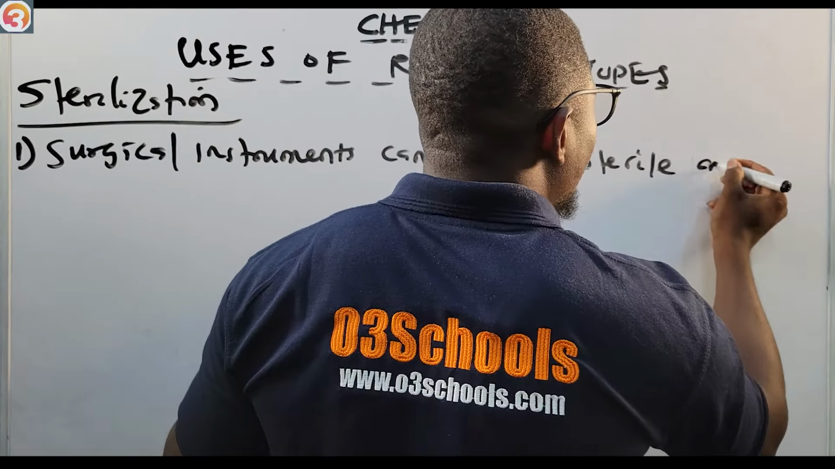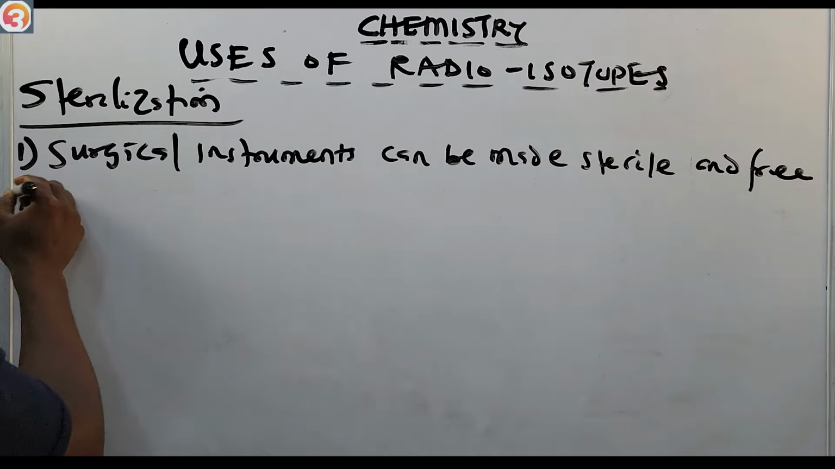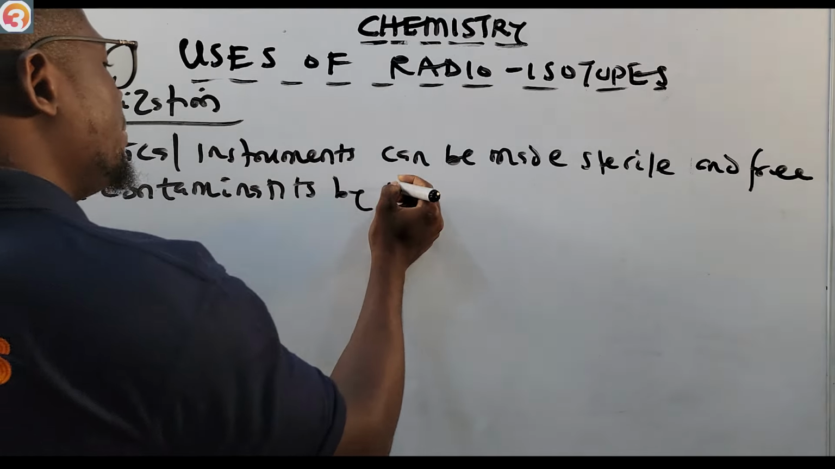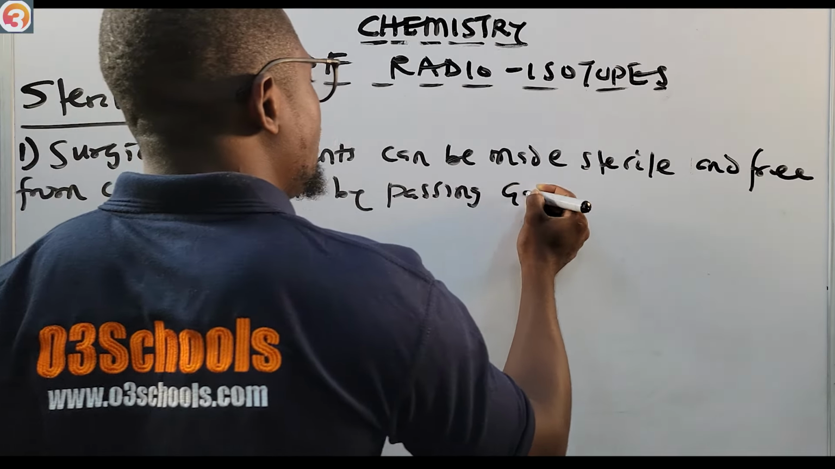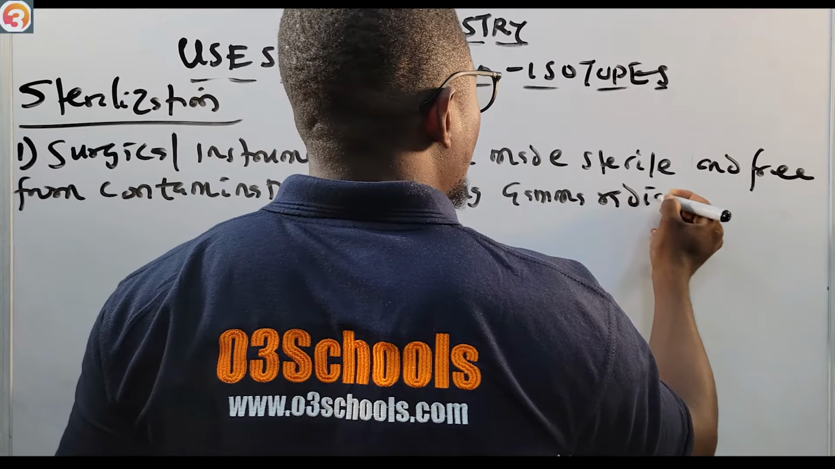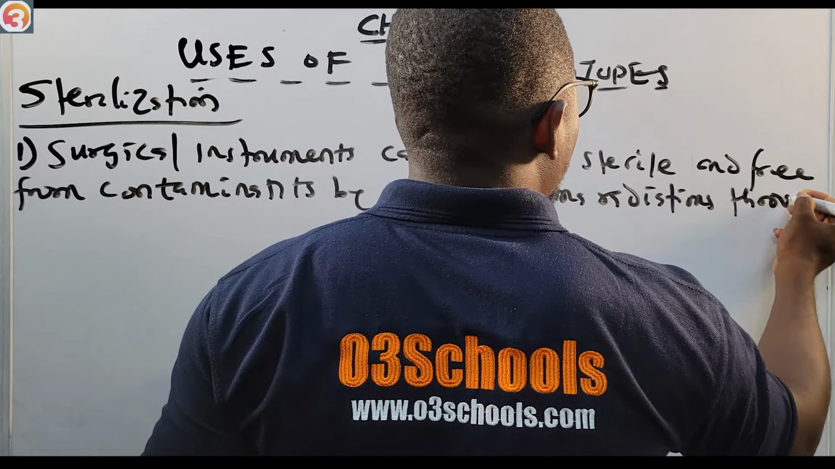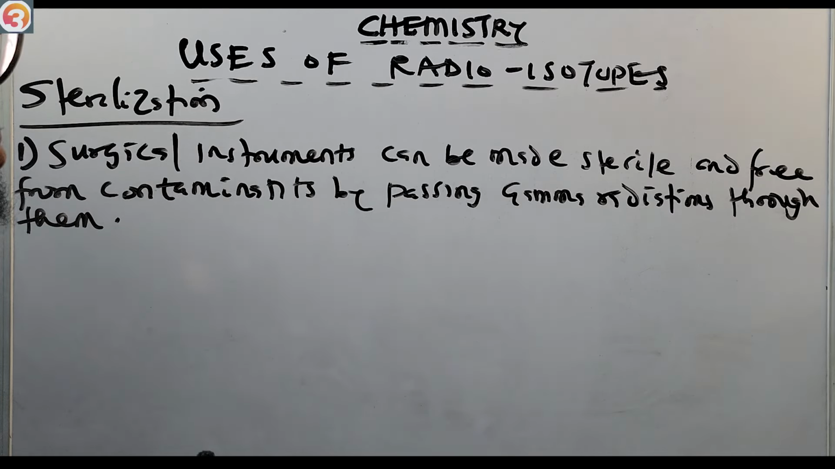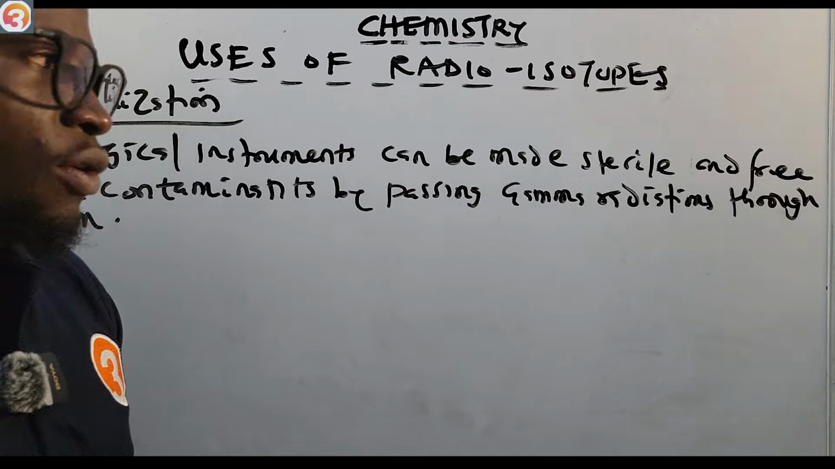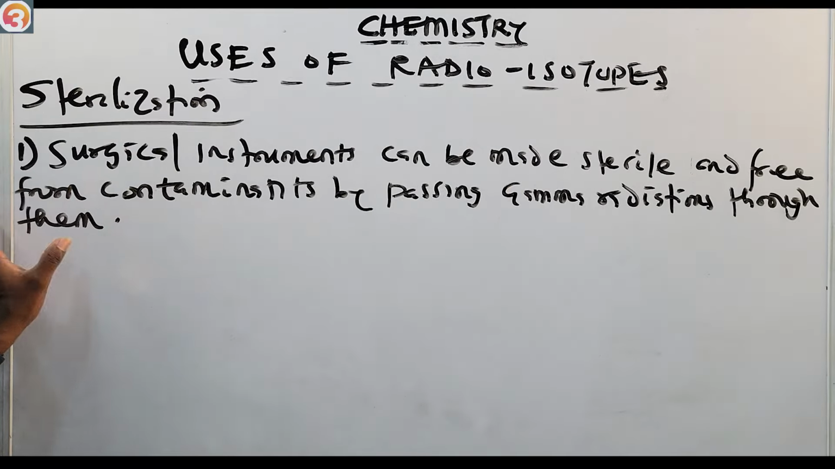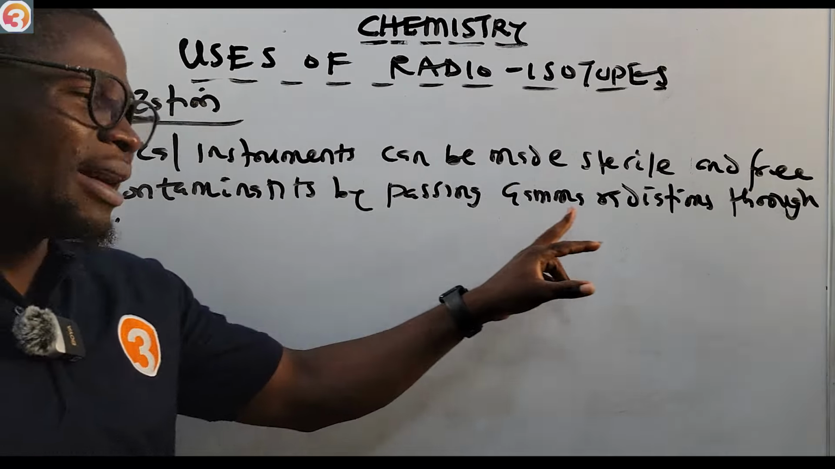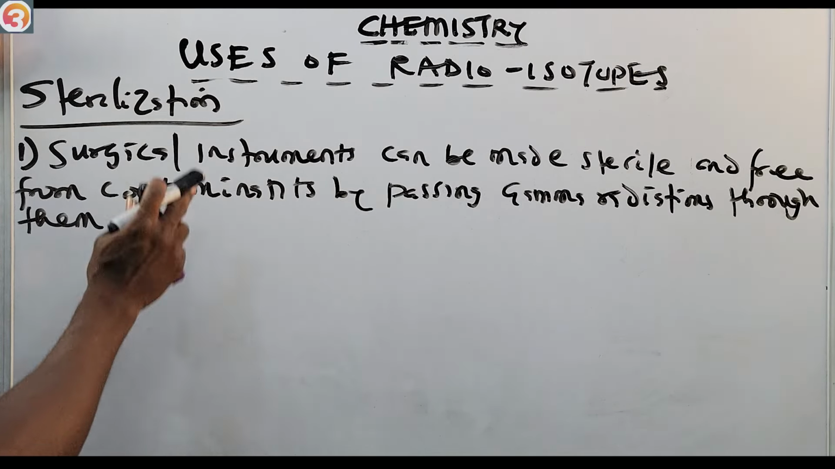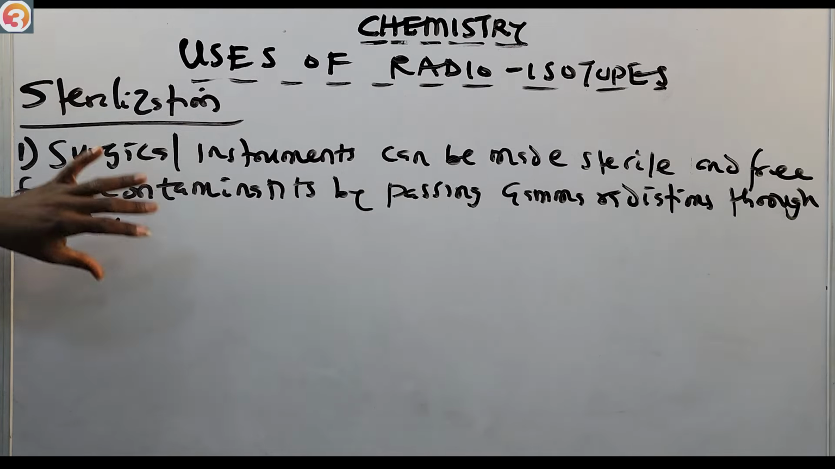In sterilization, surgical instruments can be made sterile and free from contaminants by passing gamma radiation through them. This one is also used in medicine, in the field of medicine. So surgical instruments can be made sterile, clean, and free from contaminants by passing gamma radiation through them. So radioisotopes also find application in sterilization of surgical instruments.